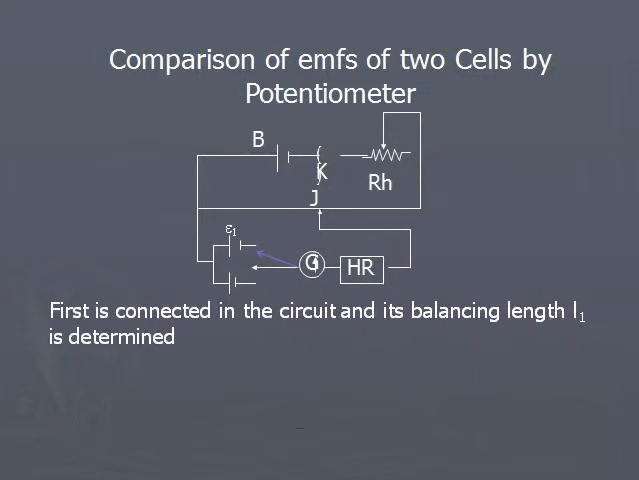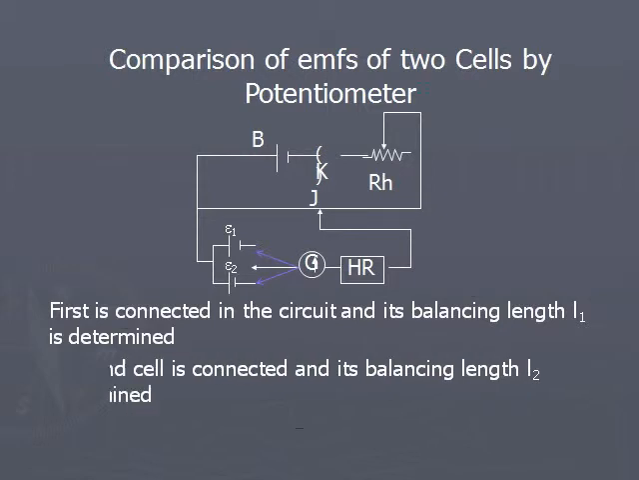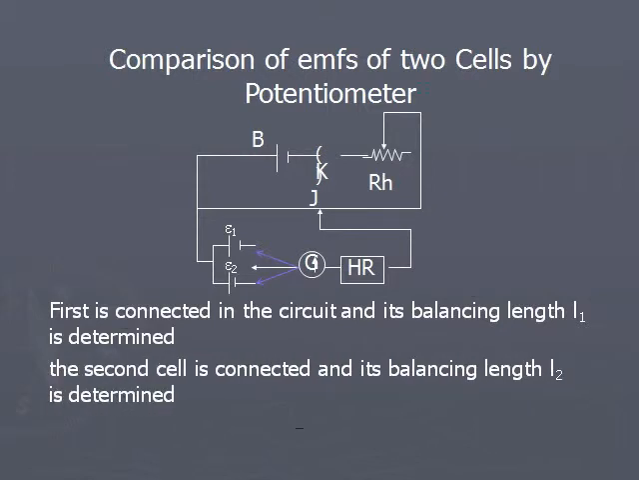First, let us connect E1 by throwing that arrow mark in the upward direction and find the balancing length of the potentiometer. Let this balancing length be L1 and throw that connection to the downward direction. Then E2 will be connected. Once again find the balancing length. This balancing length is say L2.